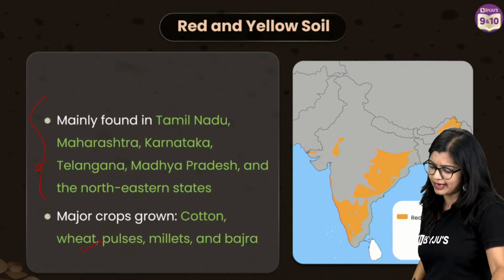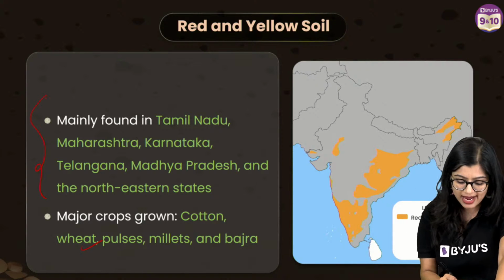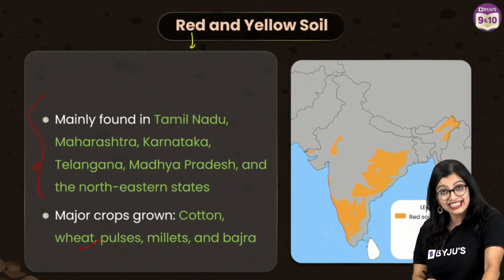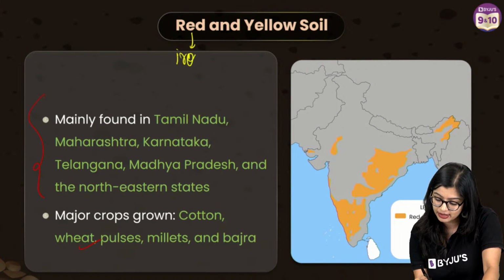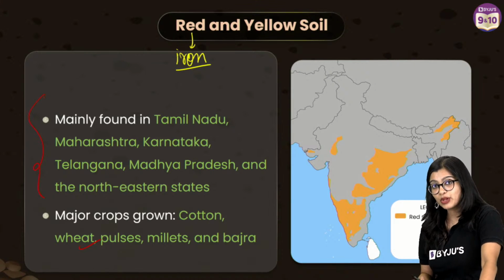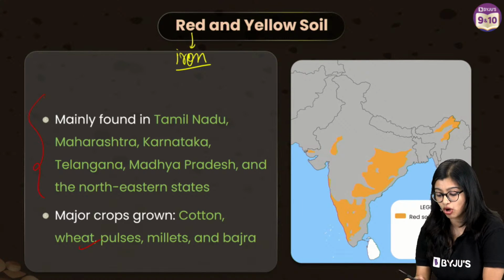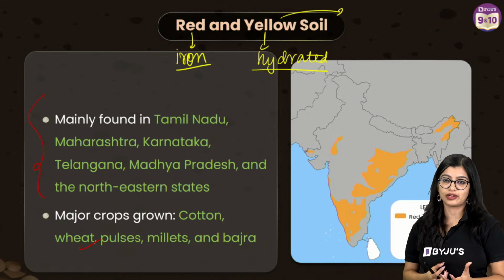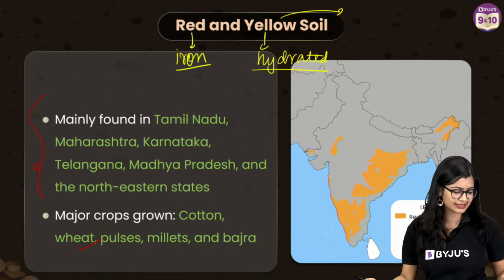And this is where we find the distribution. Now, why are we saying that it could be either red or yellow? We know that it is red in color because of lots of iron content, right? But when a lot of water gets incorporated, or when it is hydrated, it becomes yellow soil. It's as simple and easy as that.